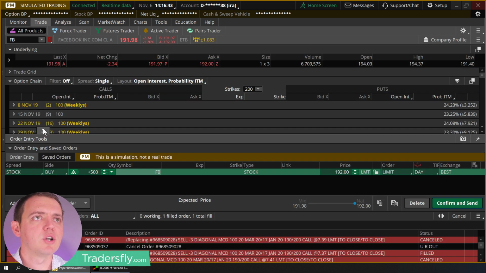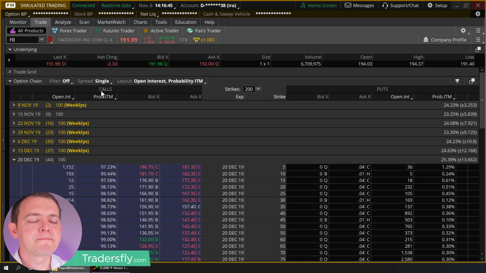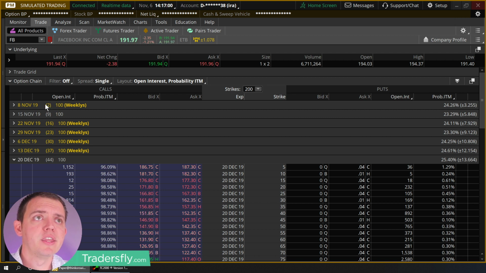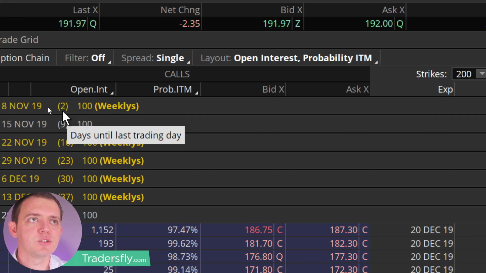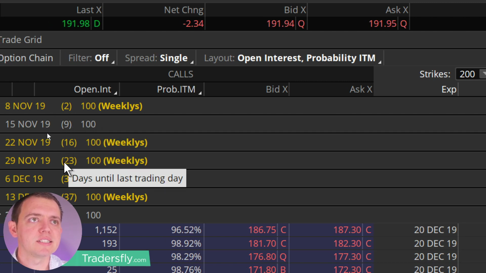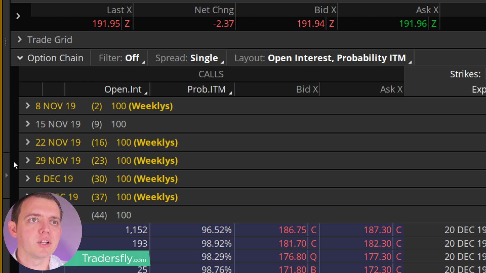So what I could do is go to the call side, and I get to decide how many days out I want to make this purchase. Now here, you'll get to see all the days till expiration. Options expire. They have a certain amount of time left, just like an insurance premium. So this one right here, you can see, is 2 days until expiration. This one has 9 days. This one has 16 days, 23 days, and 44 days, and so on.